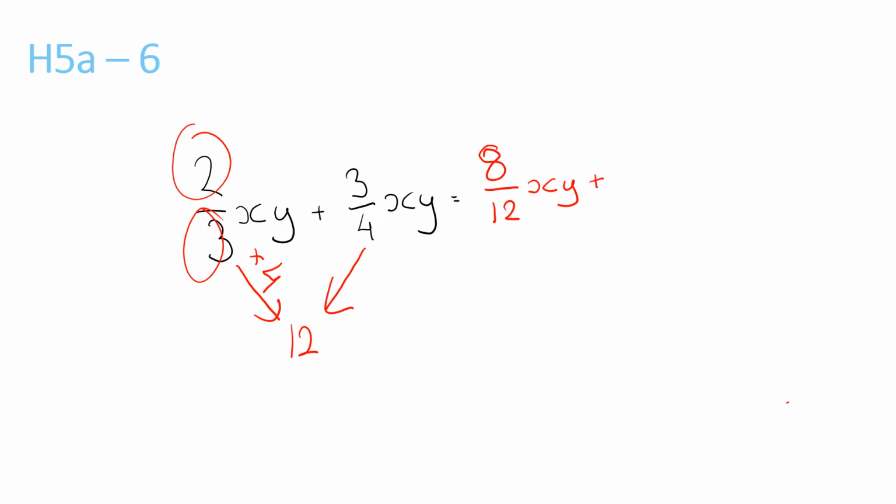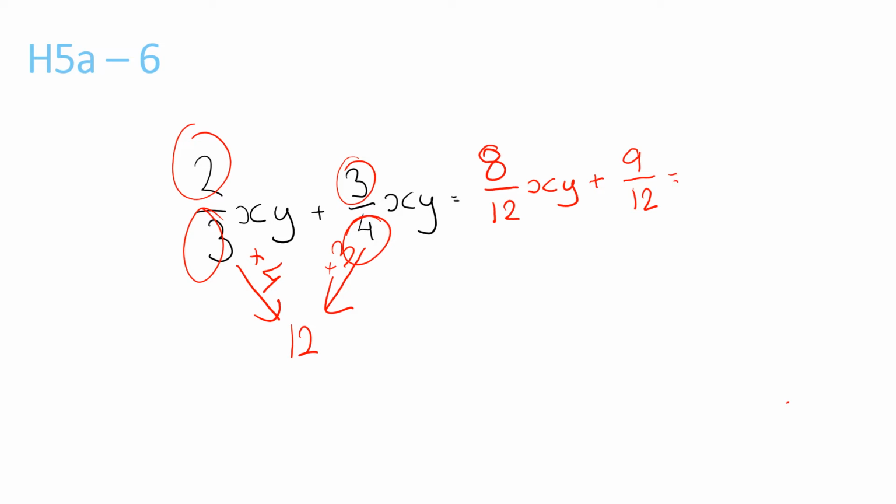Plus 4 times 3 is 12. So you got to times them both by 3. So it would be 9, because 3 and 4. So 9 over 12, because 3 times 3 is 9. 4 times 3 is 12.